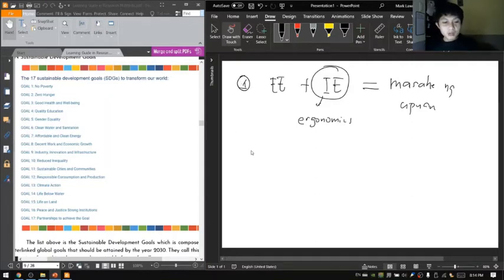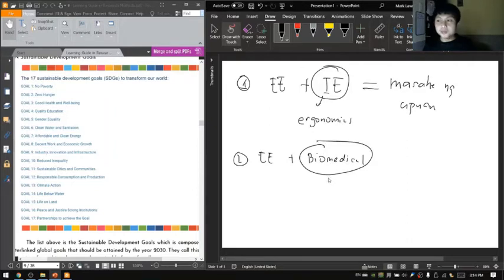We can also talk about good health and well-being. That can also include EE plus biomedical. When we talk about biomedical, there are the experts in, I don't know, maybe fitness trackers, or the devices that are inserted into the body, with sensors. Those are the biomedical ones. So EE plus biomedical, we can create sensors, medical sensors.